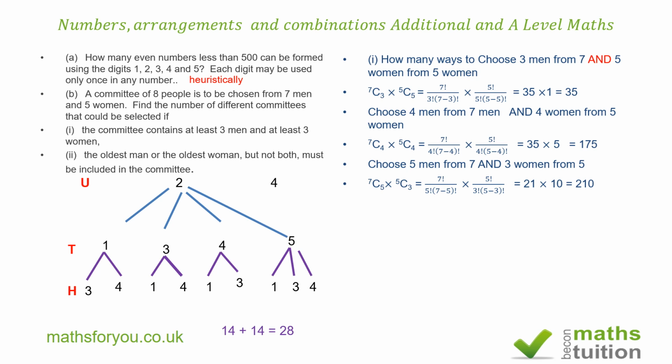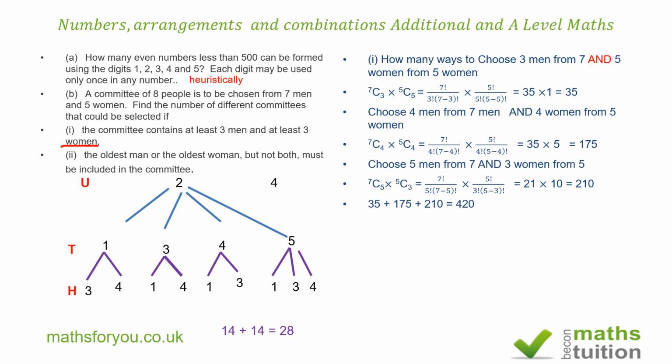Again, the answer we get is 210 there. Don't forget that 5 plus 3 will give us 8, so that satisfies the conditions laid down in the question itself. So now, in total, we have 35 plus 175 plus 210, and the total we got for that is 420. So that's the answer, 420.